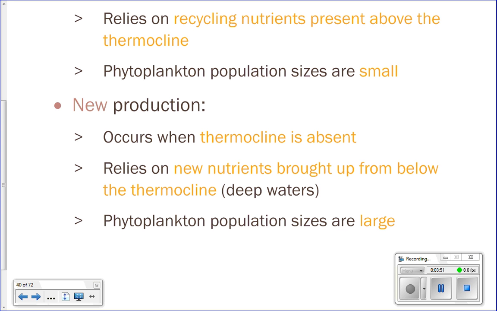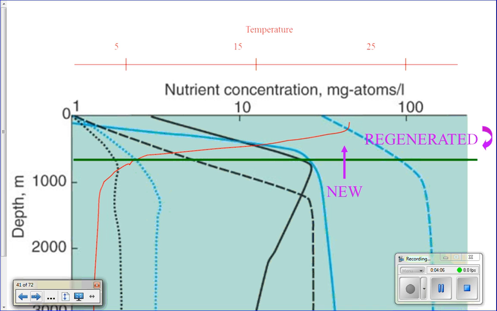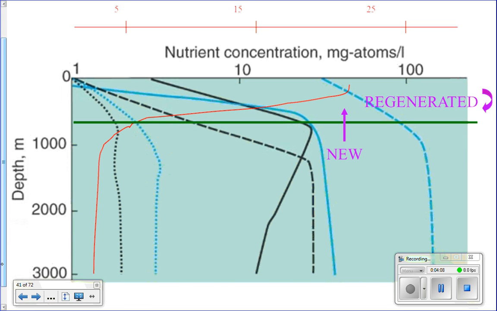So when that thermocline breaks down and when you get new production, you get this thing that we call a bloom, okay, a phytoplankton bloom. Okay. Here's a picture to show you the difference between new and regenerated production. So regenerated production, remember this green line right here, that's the thermocline. Regenerated production relies on nutrients above. New production is when new nutrients come up from the bottom.